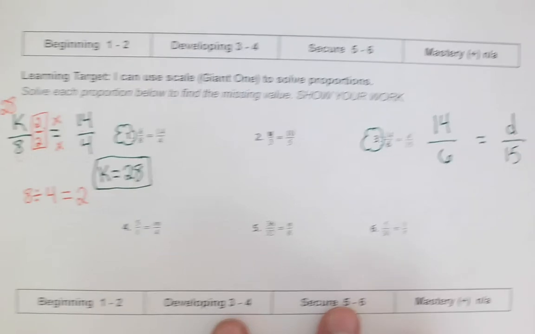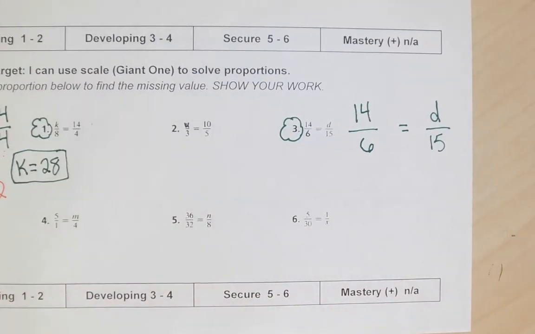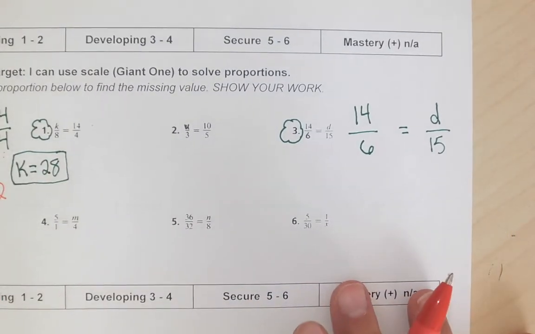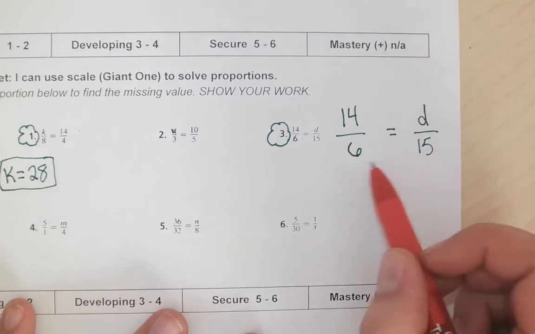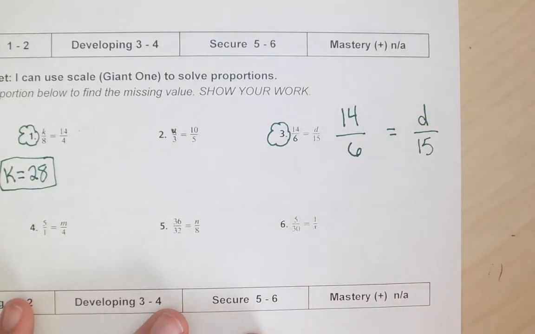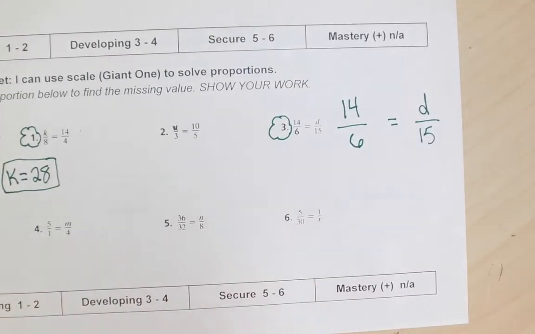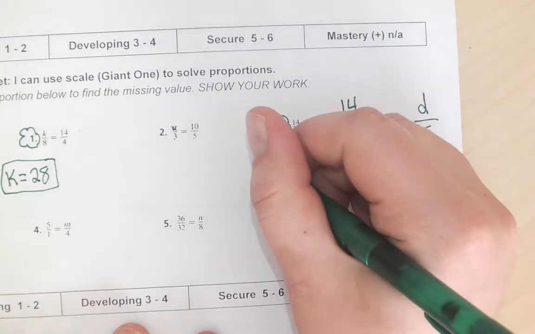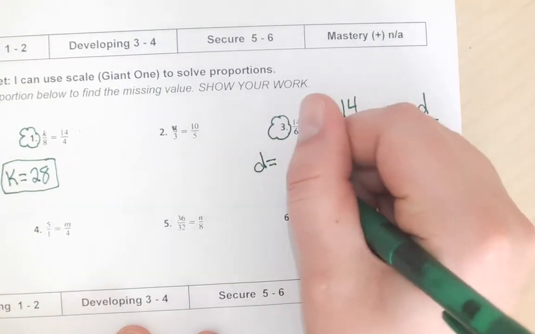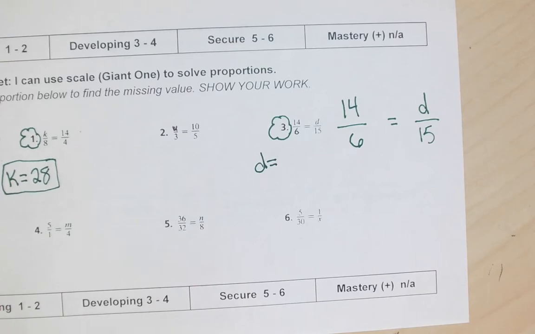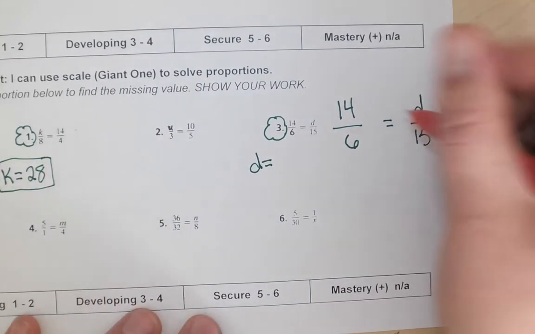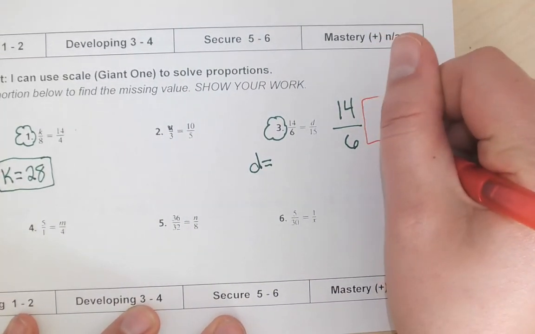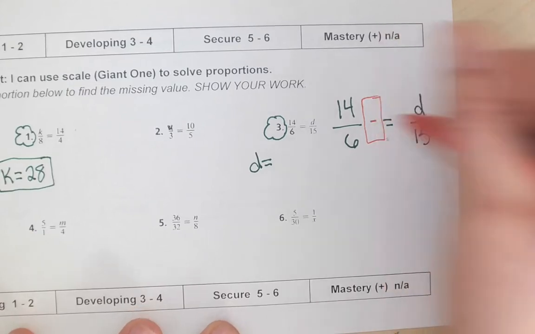Now I'm going to look at problem number 3, and I'm going to solve it in a similar way. I have to figure out what the value of d actually is. That is what I am looking for at the end of my problem. I want to know, well, what is the value of d? To do that, I need to figure out what my scale is, or what my giant 1 is.